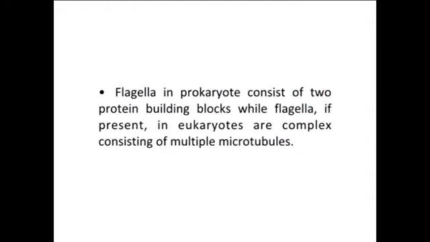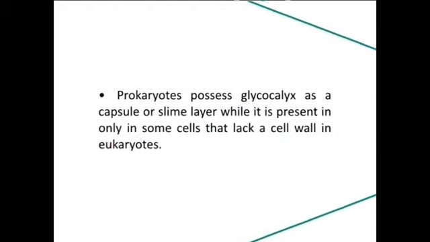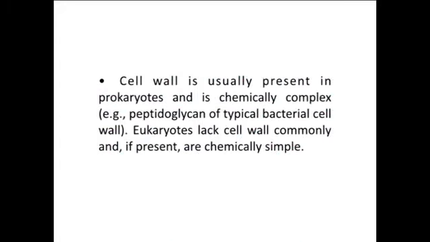The next feature is flagella in prokaryotes consist of two protein building blocks, while flagella, if present in eukaryotes, are complex, consisting of multiple microtubules. The next feature is prokaryotes possess glycocalyx as the capsule or slime layer, while it is present only in some cells that lack a cell wall in eukaryotes. The sixth feature is cell wall is usually present in prokaryotes and is chemically complex. Example, peptidoglycan of typical bacterial cell wall. Eukaryotes commonly lack a cell wall and, if present, it is chemically simple.